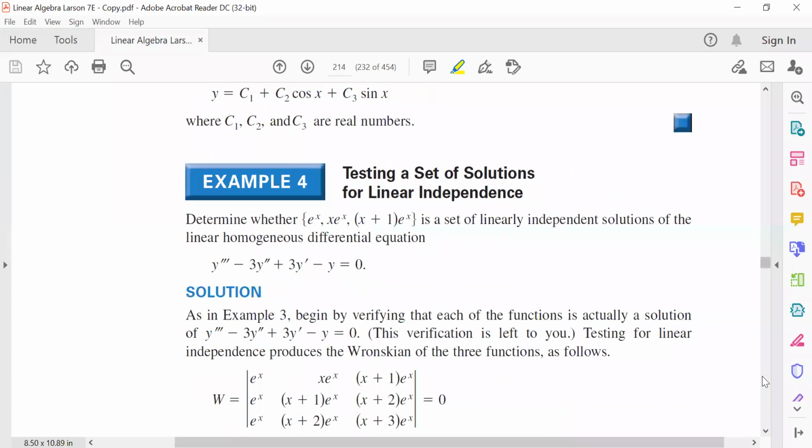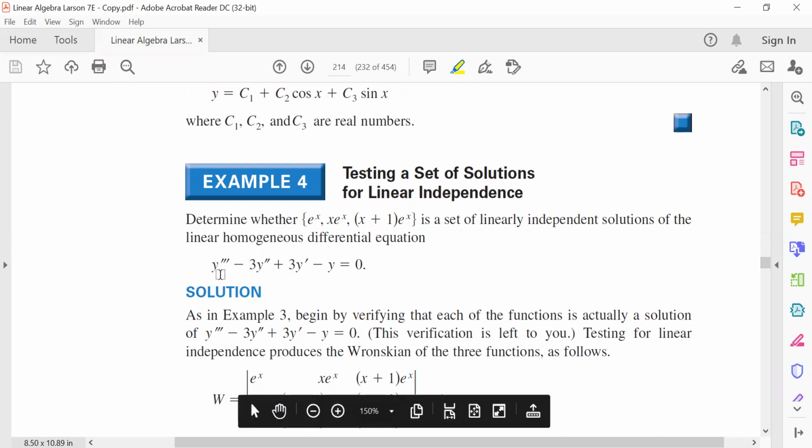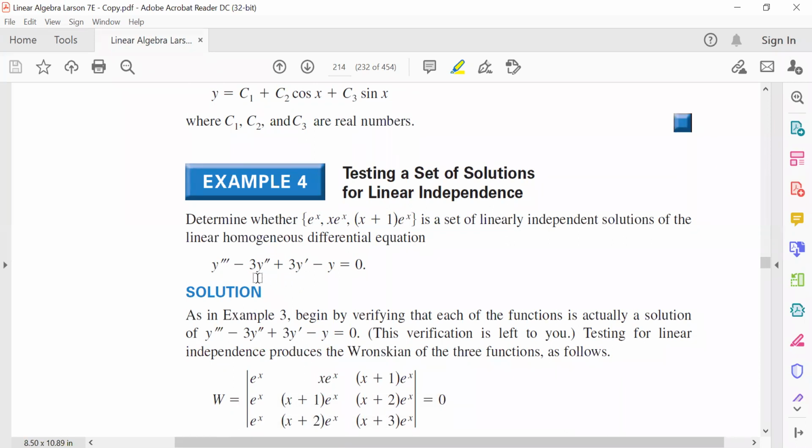Yay. And if you want to test a set of solutions for linear independence, let's do another example. We have y triple prime minus 3y double prime plus 3y prime minus y equals 0. Again, this is not a differential equations course, so I'm just going to tell you that three solutions are e to the x, e to the x, and x plus 1 times e to the x. Now, the question is, are these linearly independent or not?